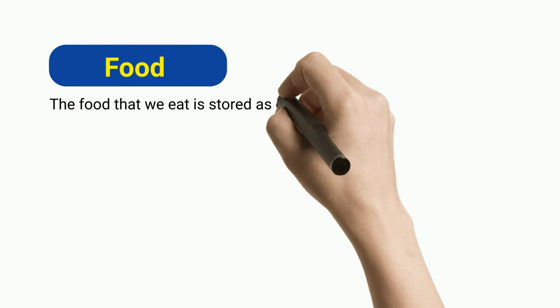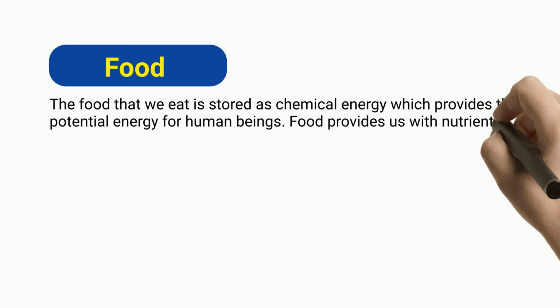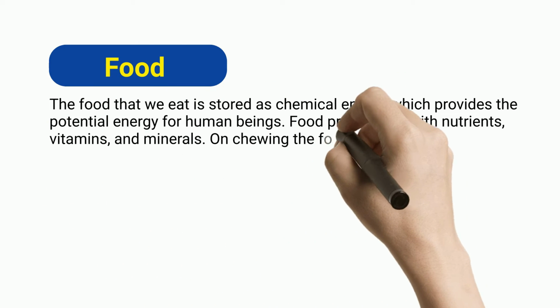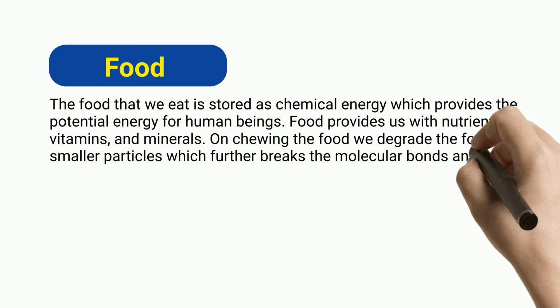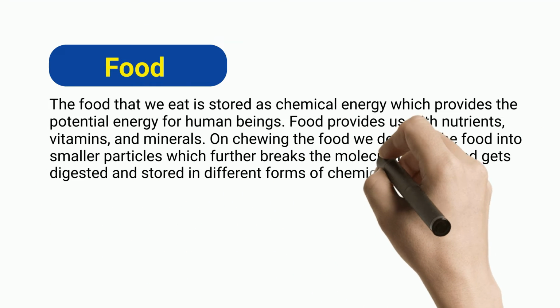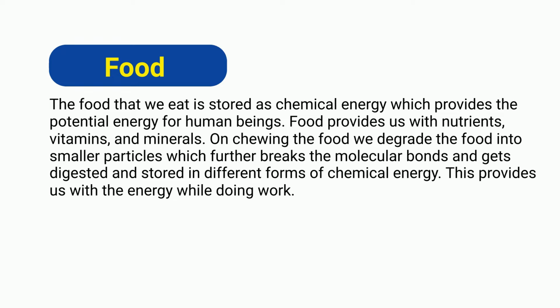Food. The food that we eat is stored as chemical energy, which provides potential energy for human beings. Food provides us with nutrients, vitamins, and minerals. On chewing the food, we degrade it into smaller particles, which further breaks the molecular bonds and gets digested and stored in different forms of chemical energy. This provides us with the energy while doing work.